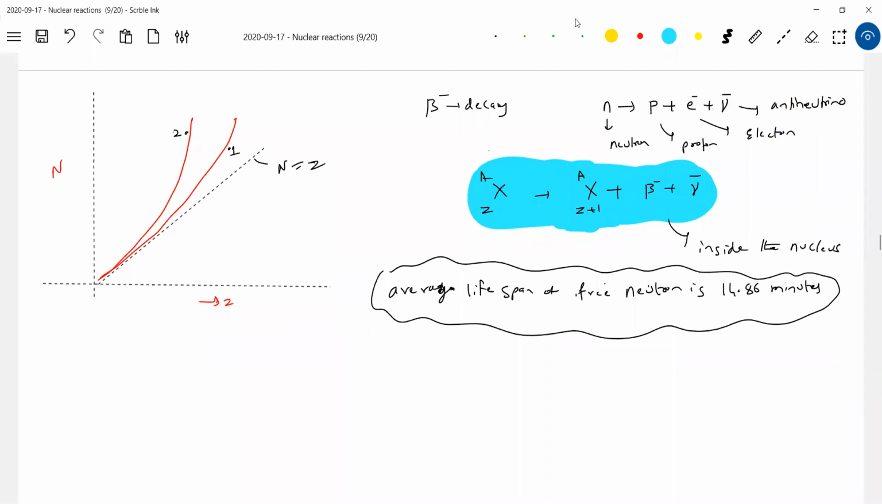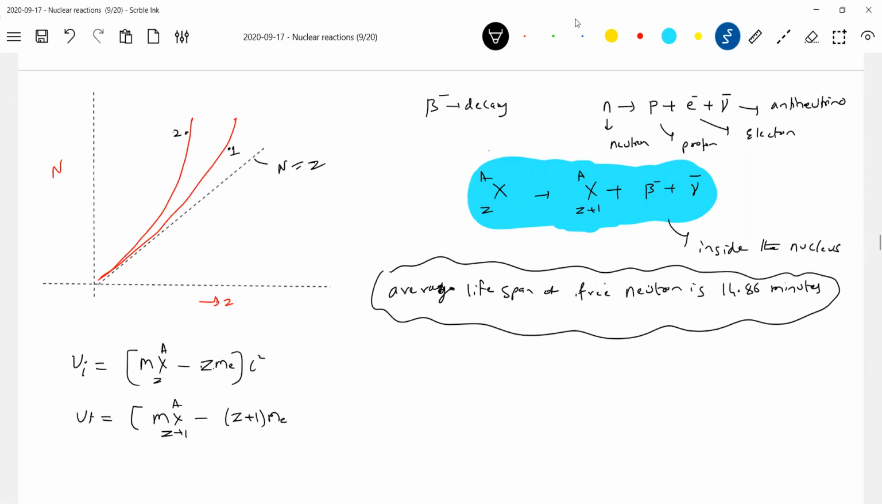Now let's write the basic equations. Now, what about the energy released? So we will calculate the initial energy, Ui. The initial energy will be the mass of the parent nucleus minus the mass of, what is Uf? Plus 1.